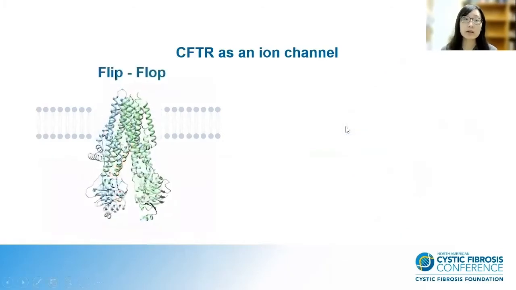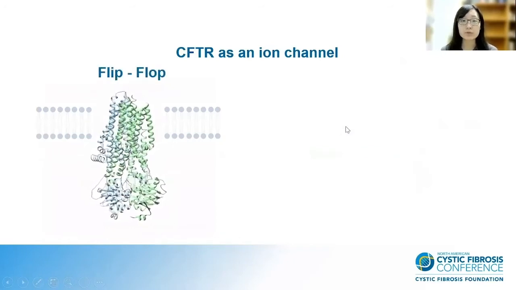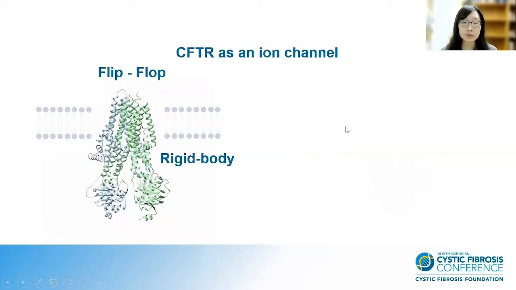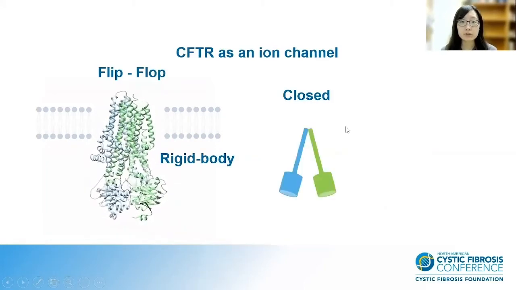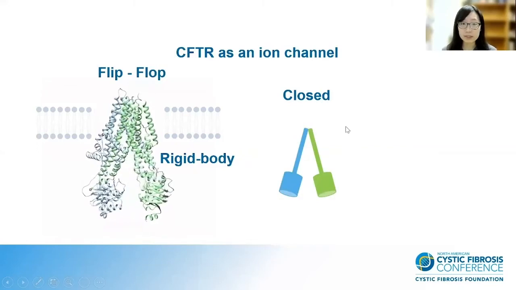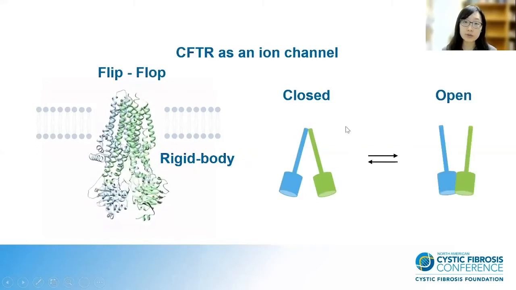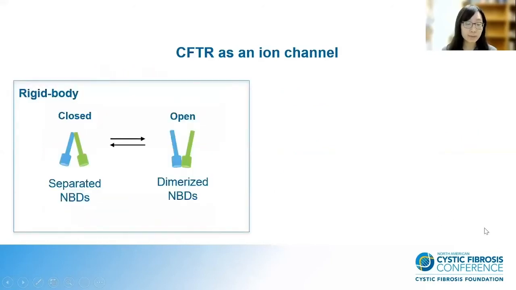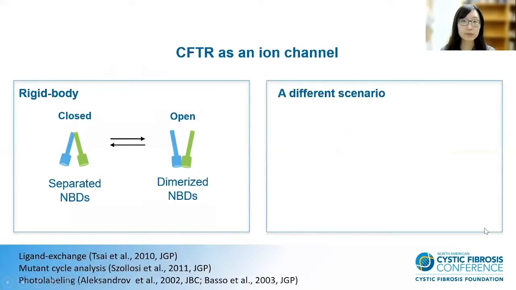Now it seems that gating of Cftr indeed resembles the ABC transporter's flip-flop motion. The TMDs and NBDs move as a rigid body. The closed channel has widely separated NBDs, and the open channel has dimerized NBDs. This gating model sounds nice and clean, but is it really that simple?